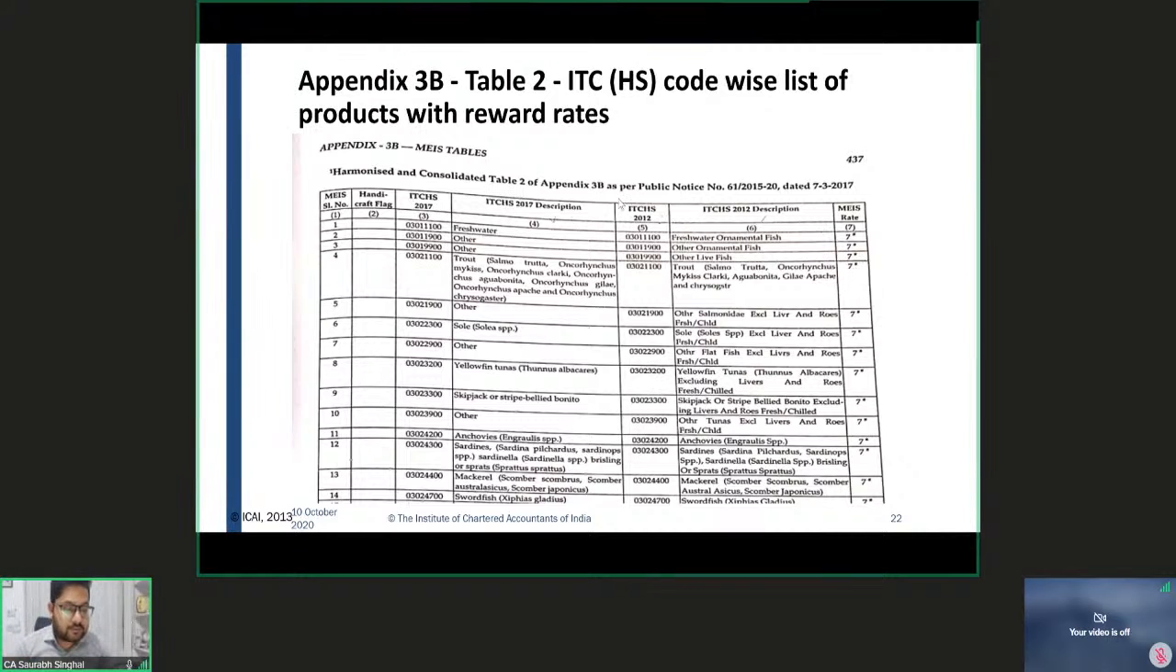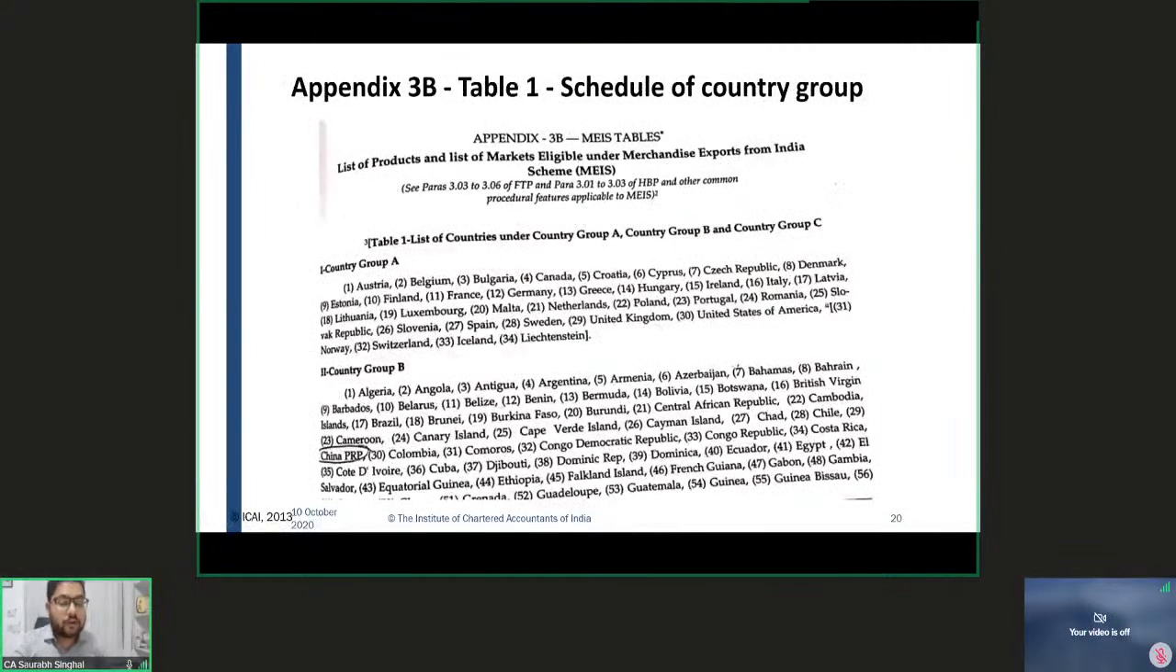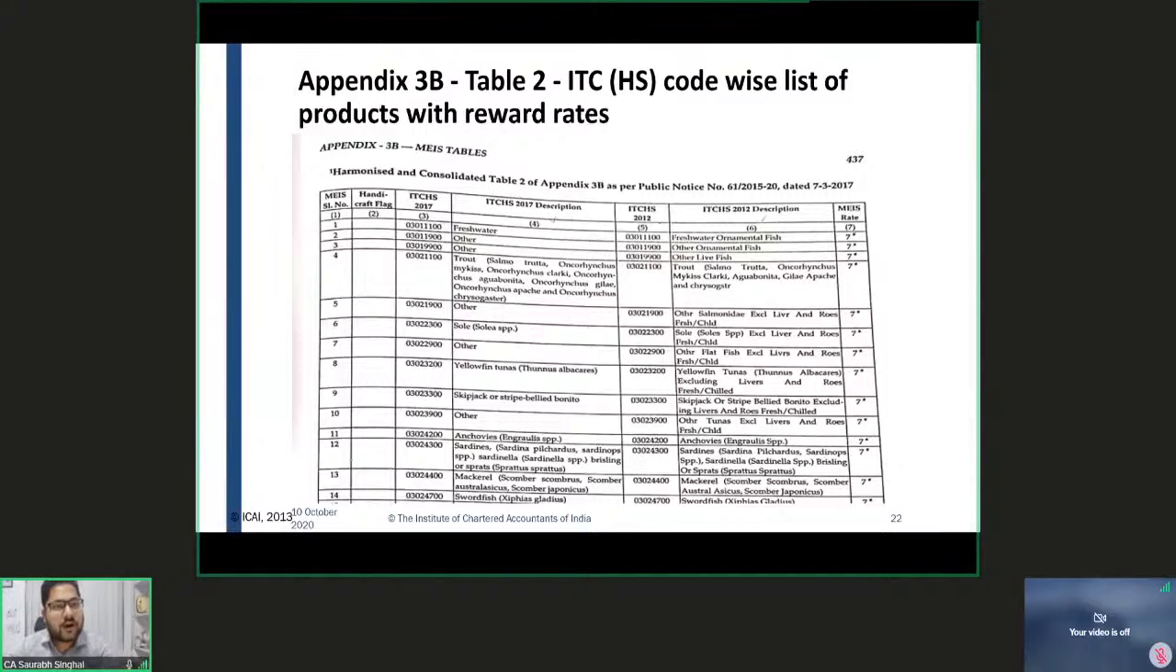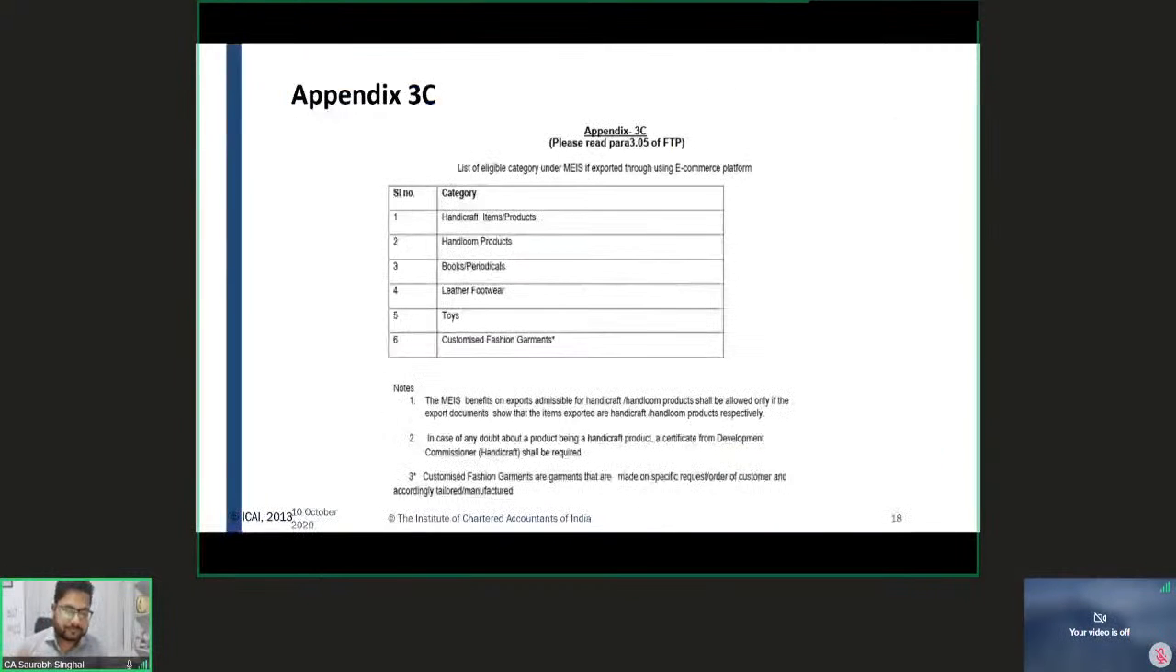And in this very appendix are the name of the markets, country group A, country group B and country group C. And your MEIS rate depends on the country to which you are exporting. However, by way of recent 2-3 years back amendment, this country classification has been done away with. So today there is no country classification. Whenever you export a goods, you will be eligible for the rate corresponding to the schedule. There is no country classification, but there used to be a country classification also prior to 2017. There used to be one, but now it is not there.